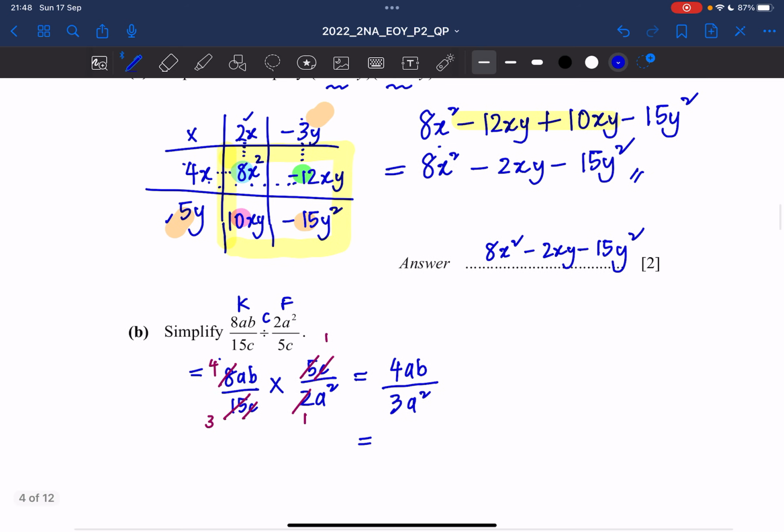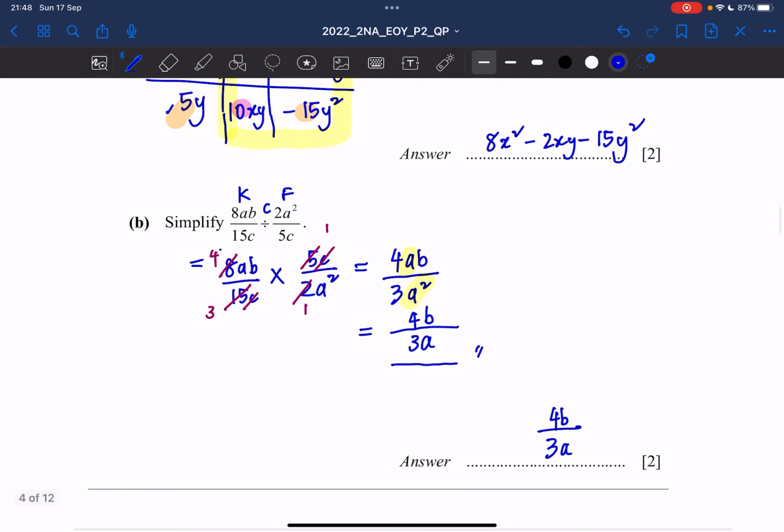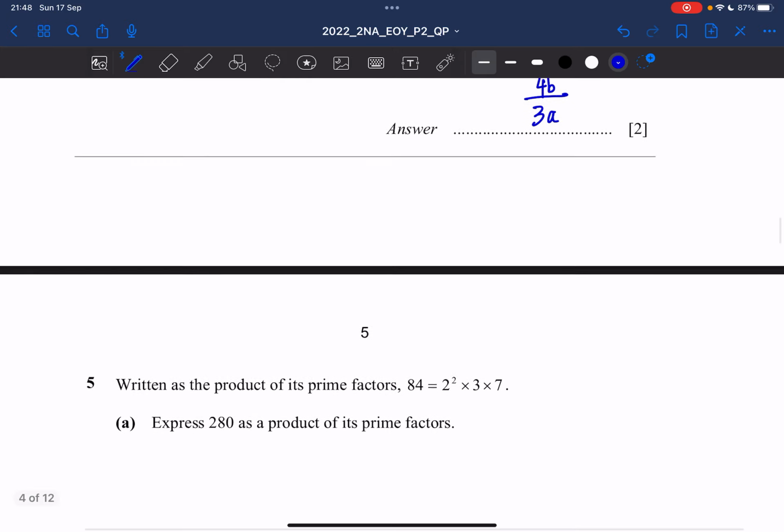So how do we simplify further? 4 and 3, there's no other factor, so it's 4 and 3. This a and this a squared, we can just cancel one a. So the remaining a is at the bottom, and then there's a b here. So this is our answer, 4b over 3a. Now let's move on to our next question.